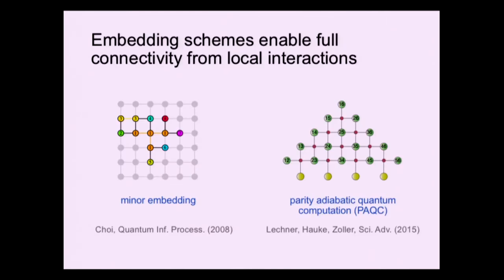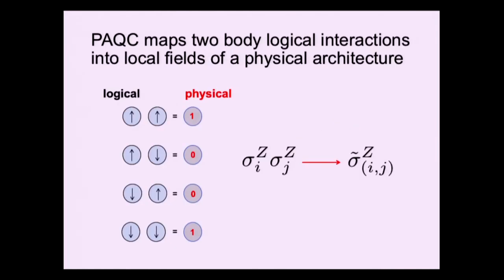In the last years, we have devised a number of schemes that allow us to construct full connectivity from local interactions. Most prominent are probably the minor embedding by Choi and the parity scheme developed by Lechner, Hauke, and Zoller, which I'll also call LHZ. What the parity scheme does is essentially map those two-body interactions into local fields of a physical architecture. The way we do that is quite simple.